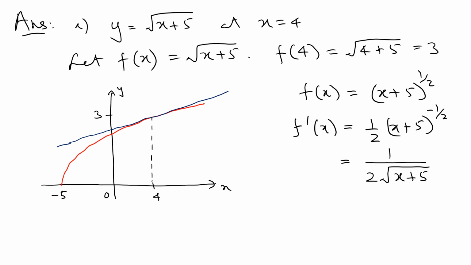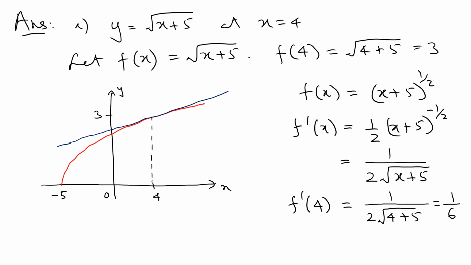Now we can evaluate this at the number a, which is 4 in this case. So it is 1 over 2 times the square root of (4 + 5), which gives you 1 over 6. That's the slope of the tangent line at this point.